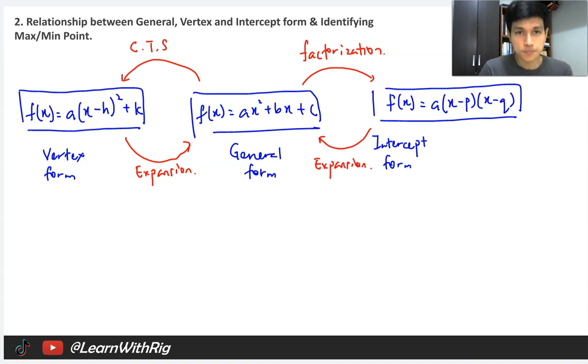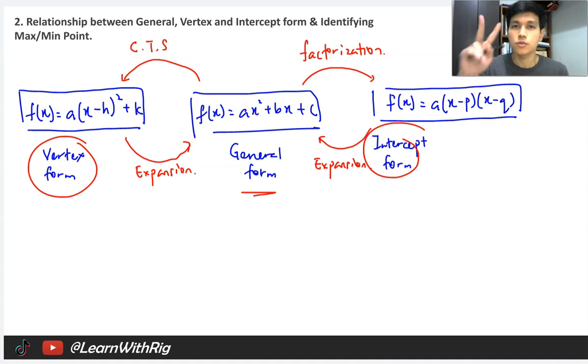Okay, so the bridge between vertex form and intercept form is the general form. So you have to do two things. You have to expand again and then do factorization if you want to convert from vertex to intercept, right? And if you want to convert from intercept to vertex form, you have to first expand and then do completing the square. Okay, so for now, this is what you need to know: how to convert general form to vertex form and also general form to intercept form.